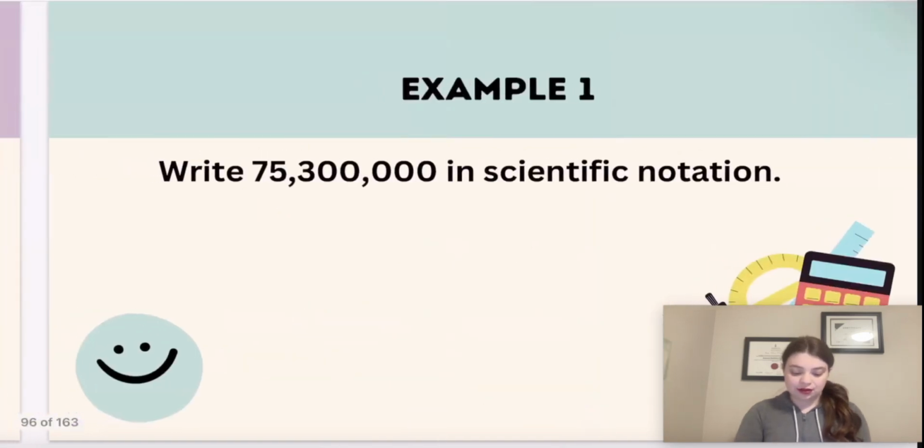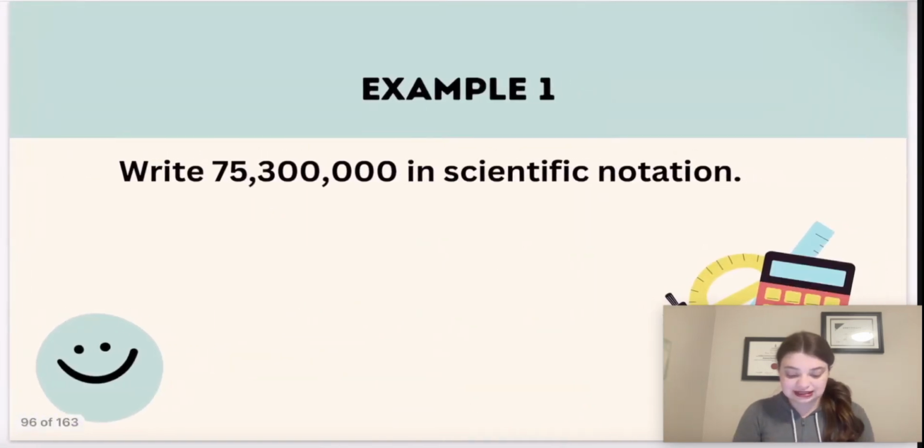So here's an example of a very large number. This number is 75,300,000. They would like us to write 75,300,000 in scientific notation. So first I want to talk about how we do that. I'm going to start with my decimal point over here, and I'm going to move it to the left however many times I need to before we get a number that is between 1 and 10, inclusive of 1, not inclusive of 10.